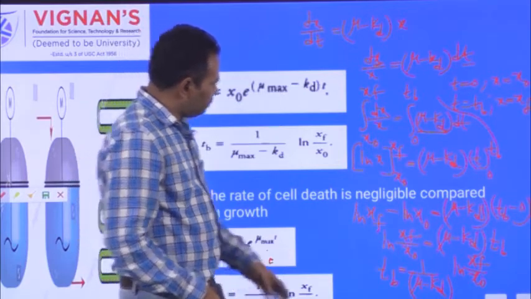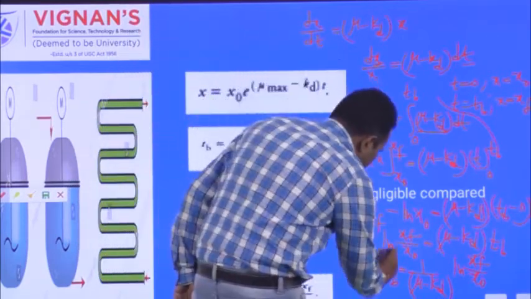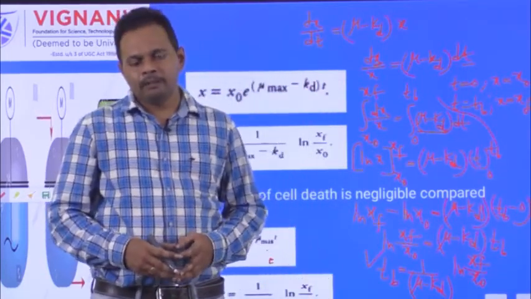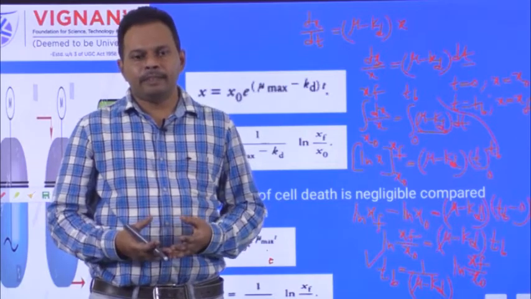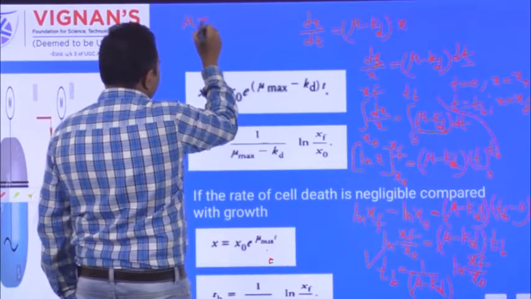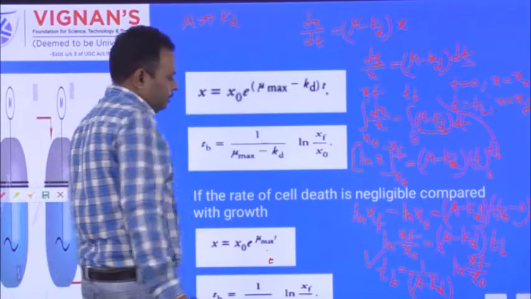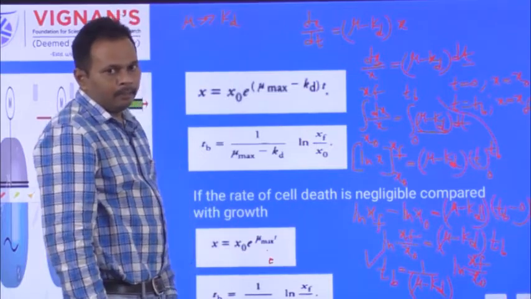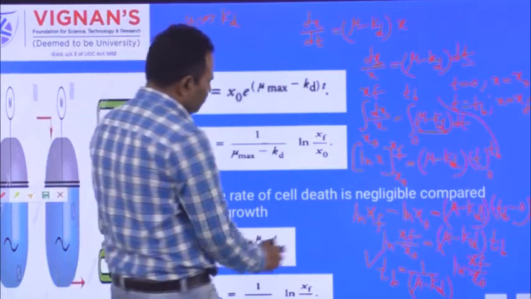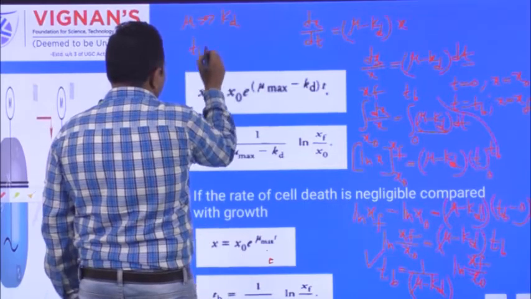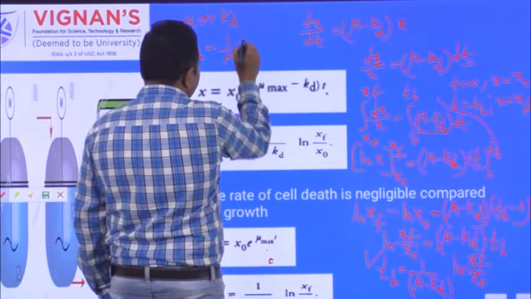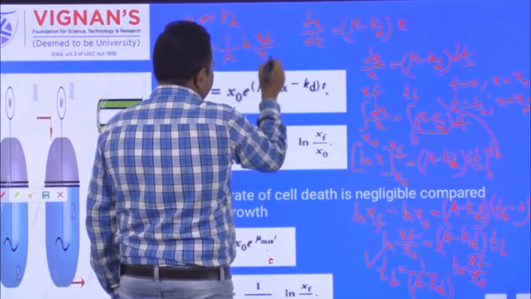This equation can also be modified, since we have significant cell growth during the exponential phase or log phase. When you apply this equation to the exponential or log phase, the mu is very much greater than kd. When compared to mu, you can neglect kd. Then this equation becomes the batch time required tb is equal to 1 by mu into ln of xf by x naught.